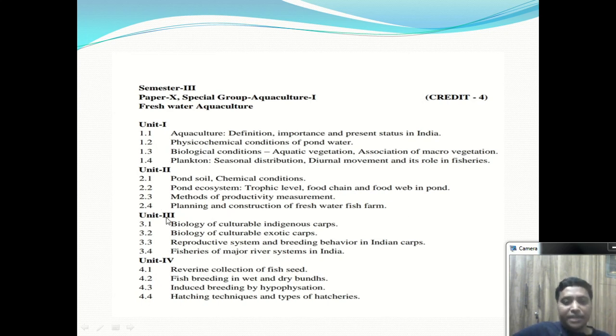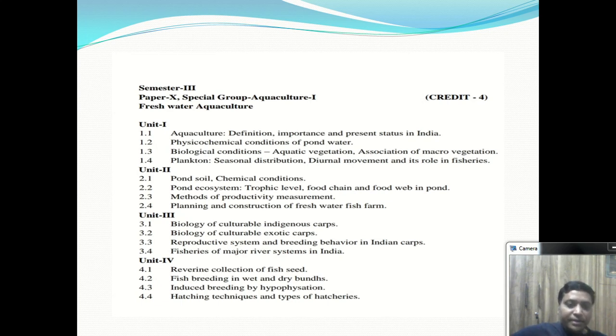Come to the next topic, that is unit three. The next topic in unit three is 3.1, the biology of the culturable indigenous carp. In the biology of indigenous culturable carp, they cover particular indigenous fishes, major carp and also minor carp, that is katla, rohu. These are the fishes covered in the biology of the culturable carp.